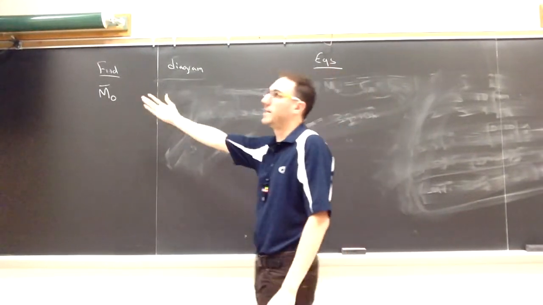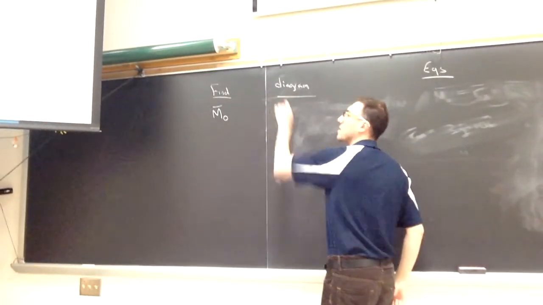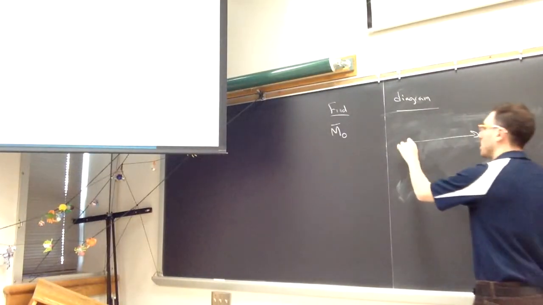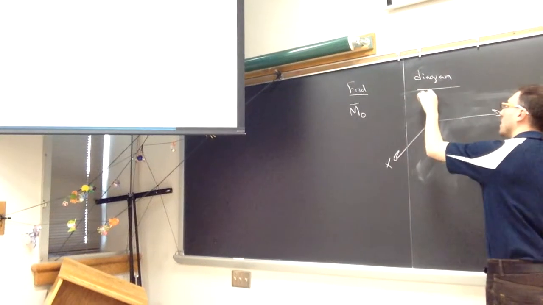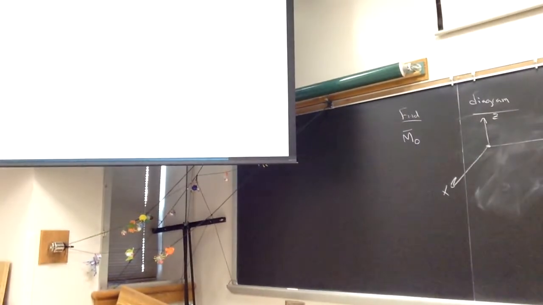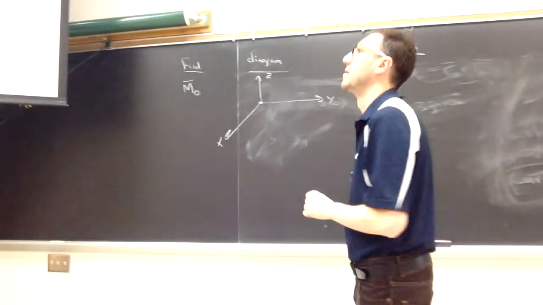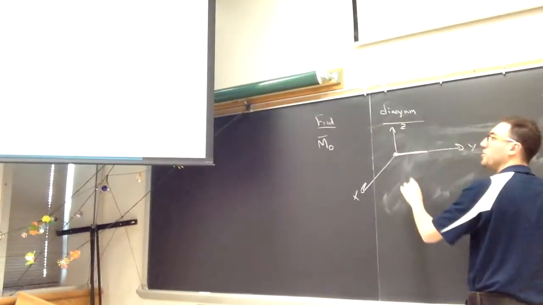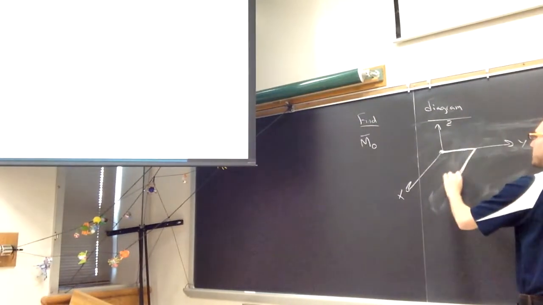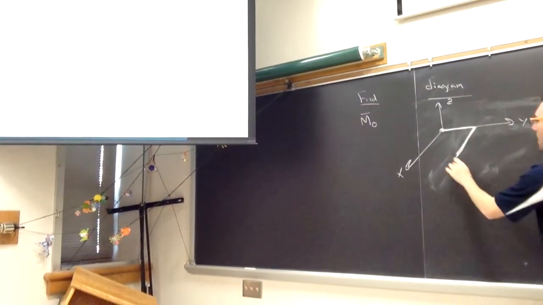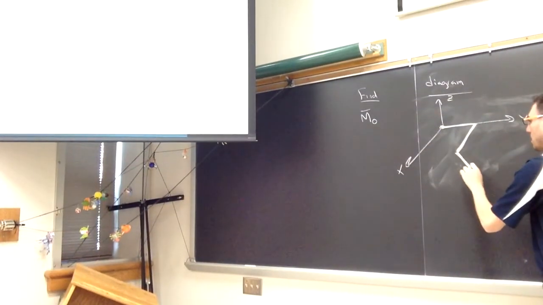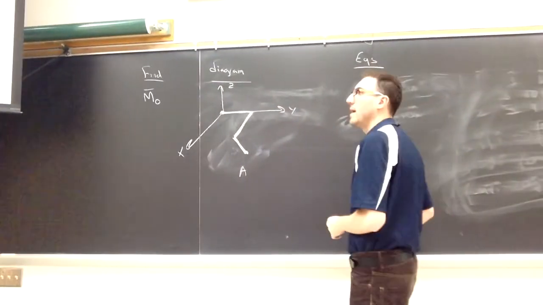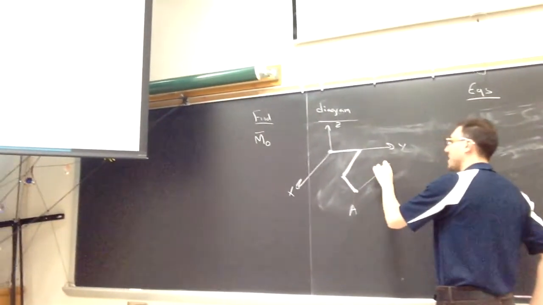We want the moment around, in this case, point O, which is conveniently also at the origin. So we have this pipe that starts at the origin and then goes along the x-axis and then goes down and to the right. And that's our point A. And then we have two forces, F1 and F2, acting at that point.